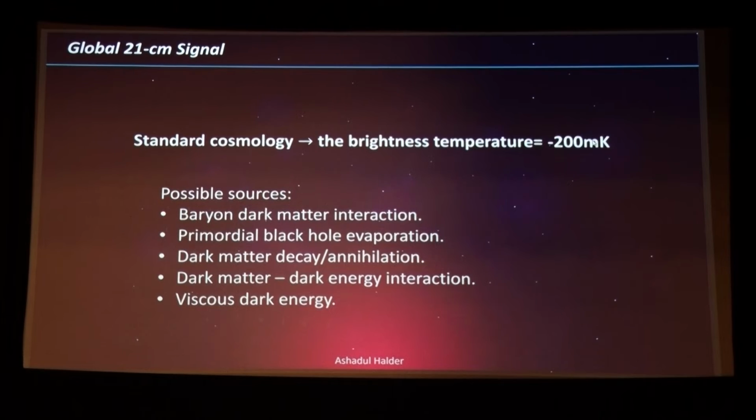According to standard cosmology, brightness temperature basically represents the intensity of that spectra. According to standard cosmology, the brightness temperature should be minus 200 millikelvin. But according to the EDGES experiment, it should be much less than this limit at redshift around 17.2. So baryon dark matter interaction, primordial black hole evaporation in the form of Hawking radiation, dark matter annihilation or decay, dark matter dark energy interaction, and viscous dark energy can be possible sources that can modify the EDGES signal and the brightness temperature at that particular redshift range.